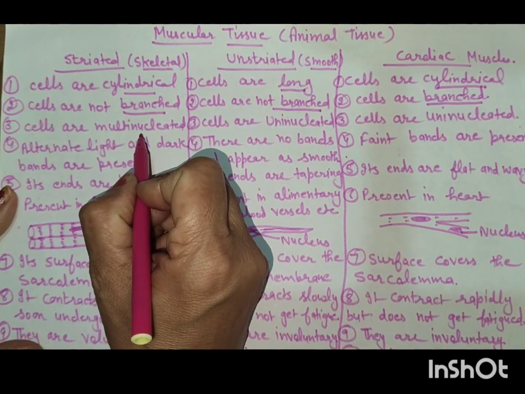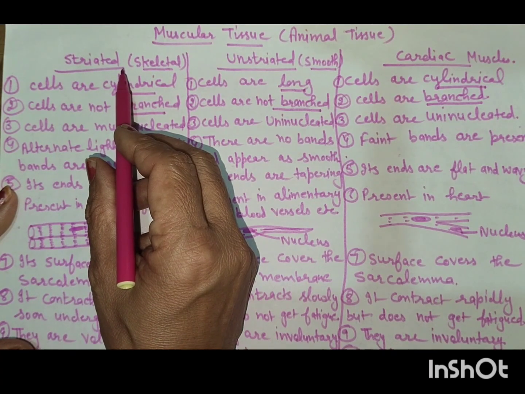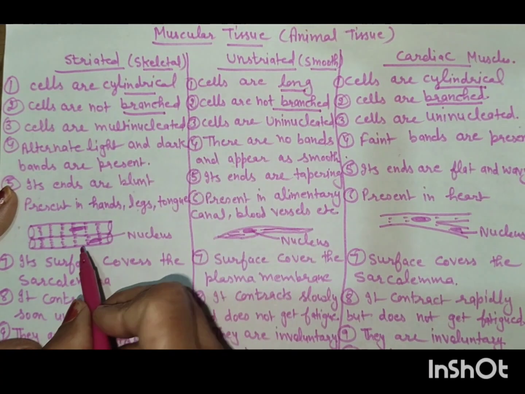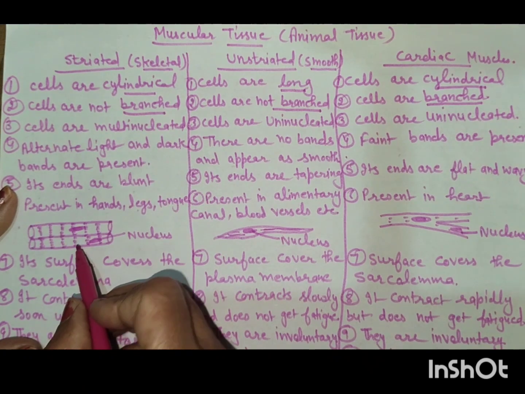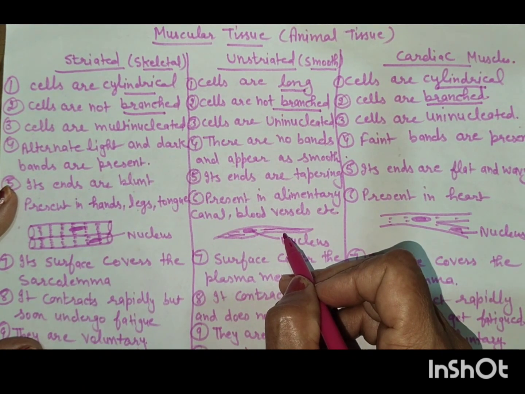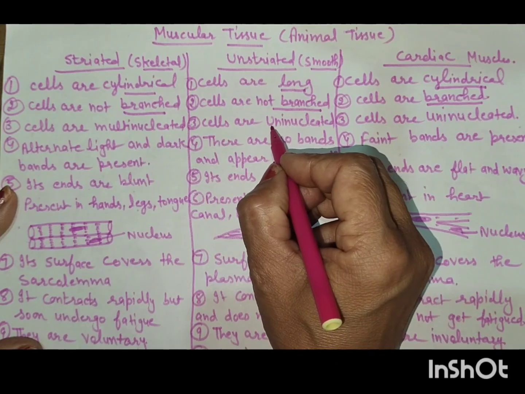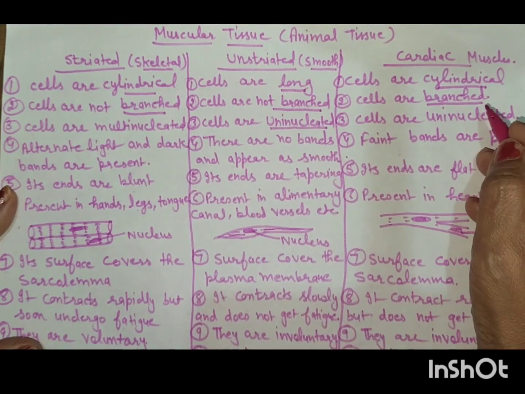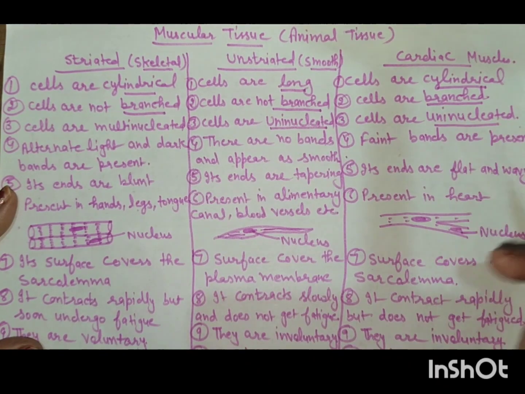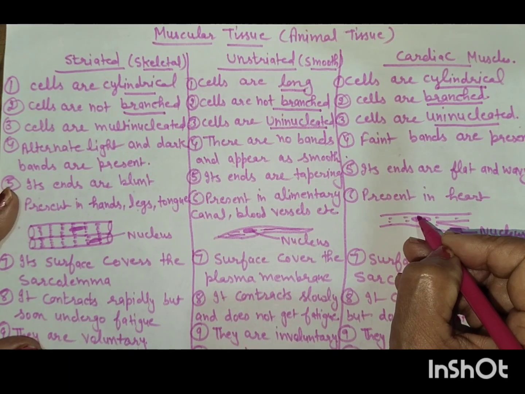Now, the cells are multinucleated in the striated muscular tissue. These cells are multinucleated, but in unstriated muscle, uninucleated cells are present, and in cardiac muscle, uninucleated cells are present.